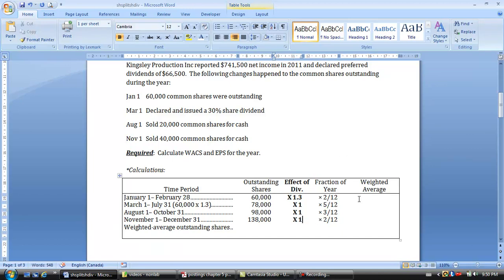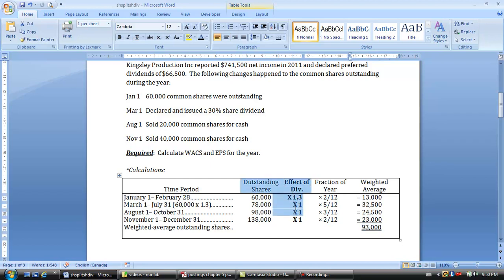So what's my WACS going to be now? Well, again, I can calculate it period by period. And if I do that, I'm going to have WACS here of 13,000 for January 1st to February 28th on average, 32,500 from March 1st to July 31st, 24,500 from August 1st to October 31st, and for the last 2 months of the year, 23,000 to give me a WACS of 93,000.